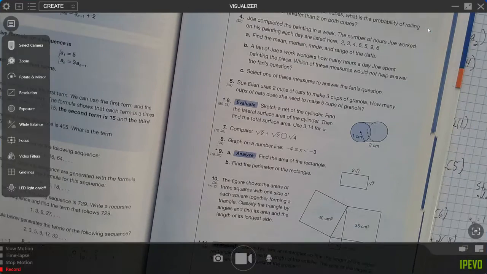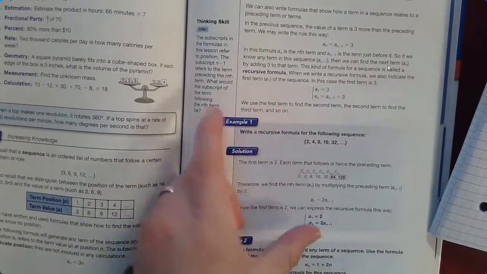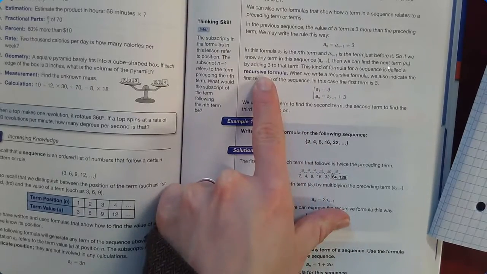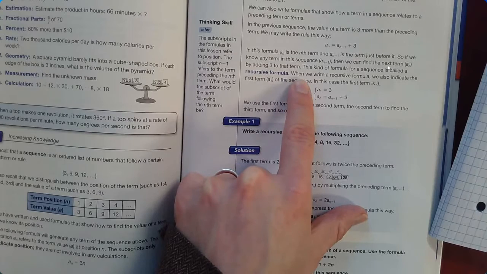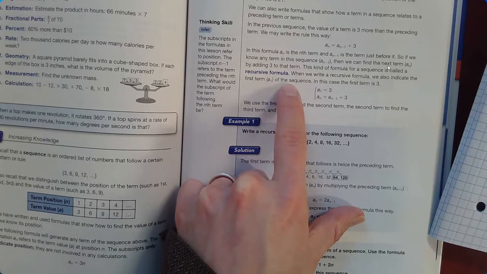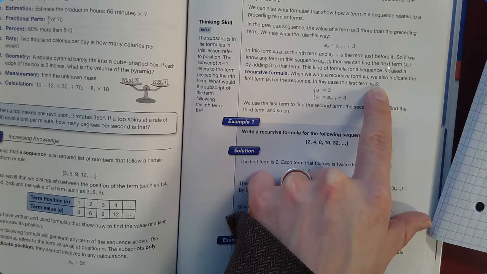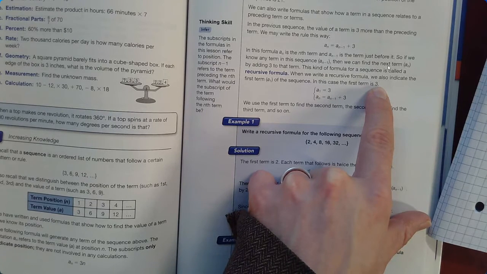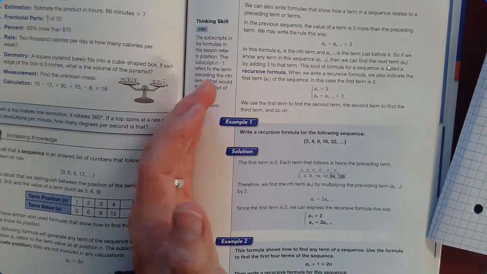Going to jump into the practice set for lesson 97. Write a recursive formula for the following sequence. So remember, a recursive formula is a formula that you need to know the previous term for. When we write a recursive formula, we also indicate the first term of the sequence. In this case, the first term is 3. And then we use a(n-1) to figure out the term right before.